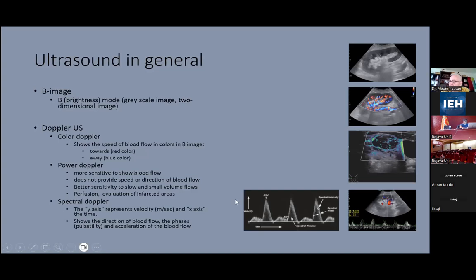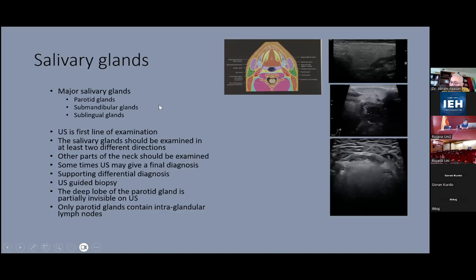Let me go through the structures of the head and neck which can be examined by the ultrasound. First, the salivary glands. We have three major salivary glands: parotid, submandibular, and sublingual. This is the parotid, this is the submandibular, this is the sublingual. The sublingual is more difficult to examine by ultrasound, mostly examined by MRI and CT scan.